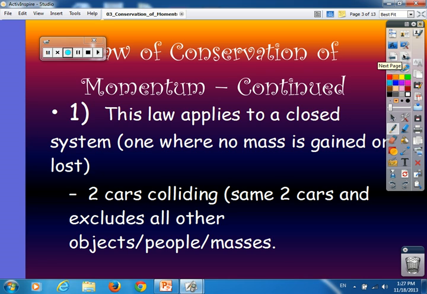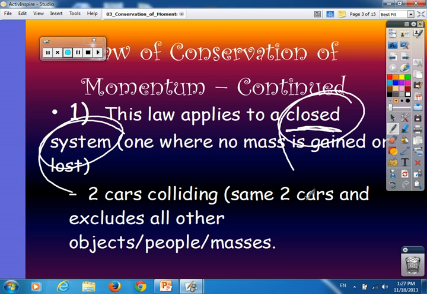And from our point of view, if we want to keep it easy, this law applies to a closed system. It's got to be closed. You can't keep having these extra variables in. Usually, for us, it's going to be two cars colliding or two somethings colliding. Now, we can make it more complicated and have 5 or 6 or 10 or 20 interacting, but we're going to keep it with two. Two objects, two cars, two people on rollerblades.